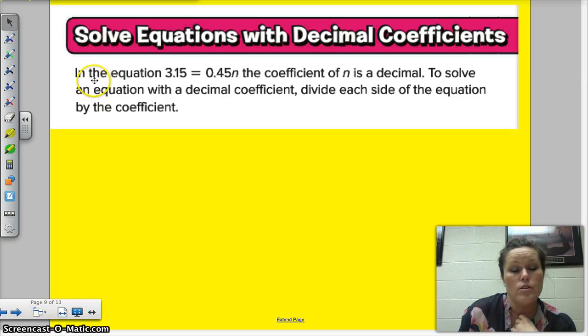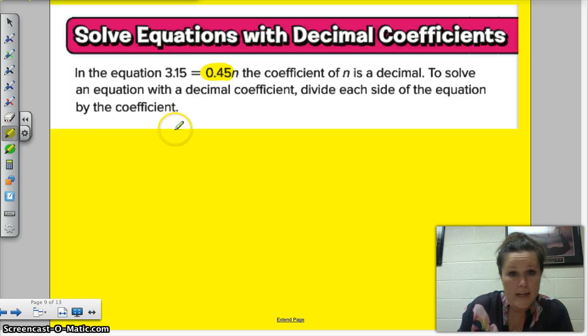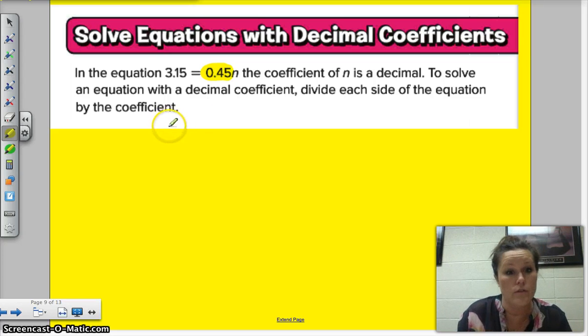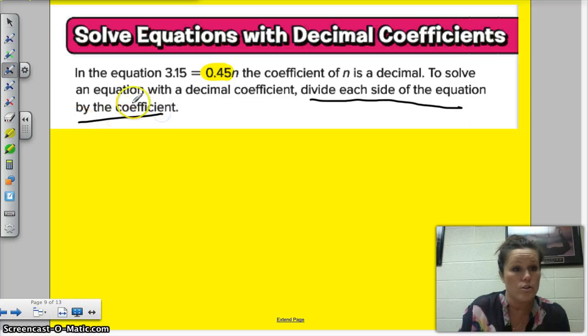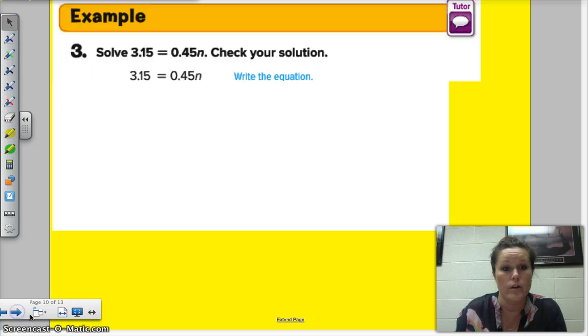In the equation 3.15 equals 0.45n, the coefficient of n, again, this part right here, the number in front of the variable, is a decimal. So, again, no big deal. It says to solve an equation with a decimal coefficient, divide each side of the equation by the coefficient. So divide each side by whatever's in front of x, or n, or p, or whatever variable is there.